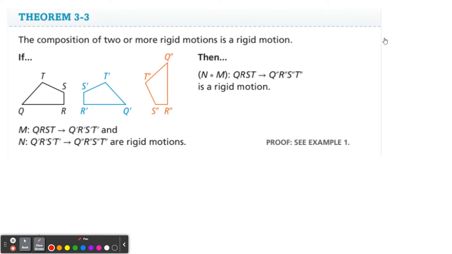All right, so it says that the composition of two or more rigid motions is going to be a rigid motion. So if you do any combination of translations, reflections, rotations, from a pre-image to the final image, you are going to have a rigid motion. Here it looks like they did a reflection across this line in between, and then they rotated. That would be a rigid motion.